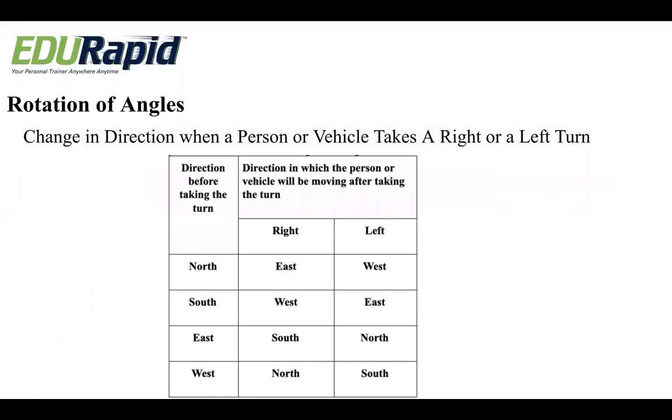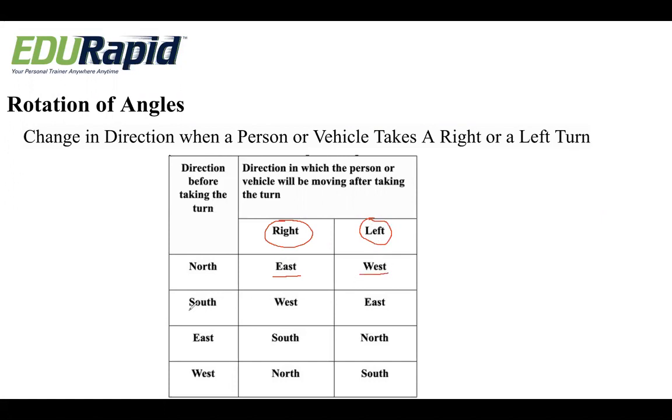So let's look at this chart. We will look at the change in direction when a person or vehicle takes a right or left turn. For example, let's say we assume that the direction before taking the turn is north. Somebody is going north and they will make a right turn, then they will be going east. And if somebody is going north and makes a left turn, they will be going west.